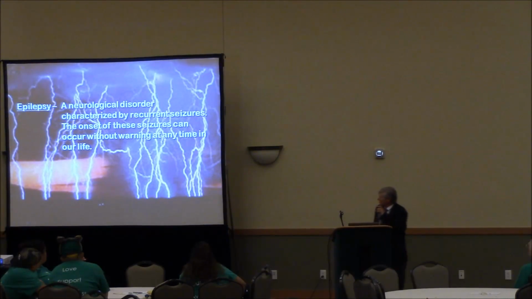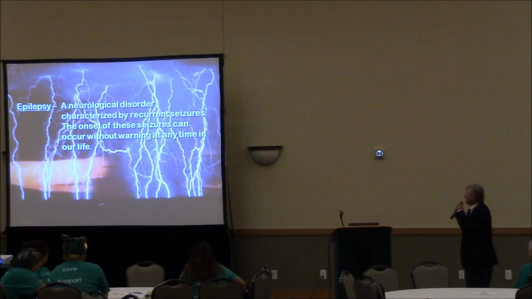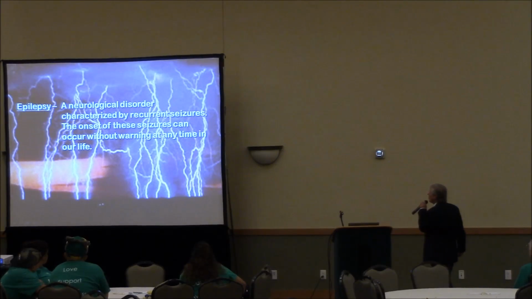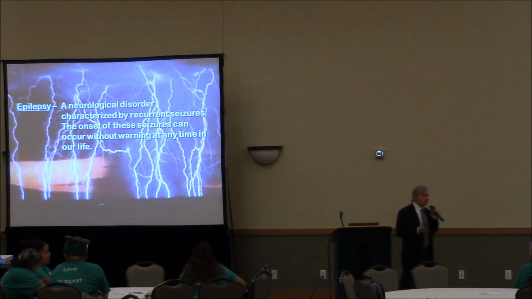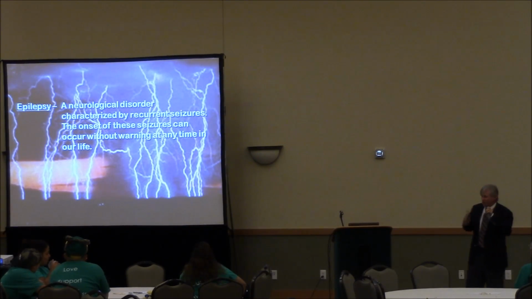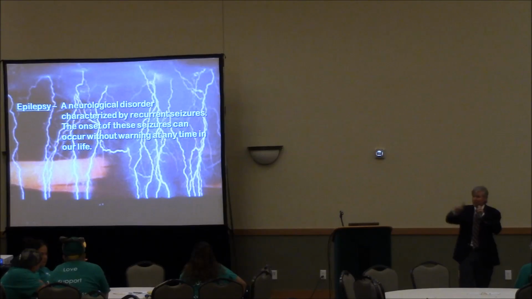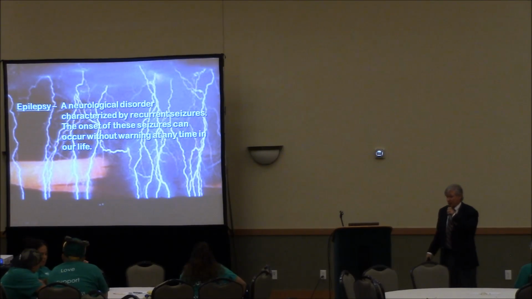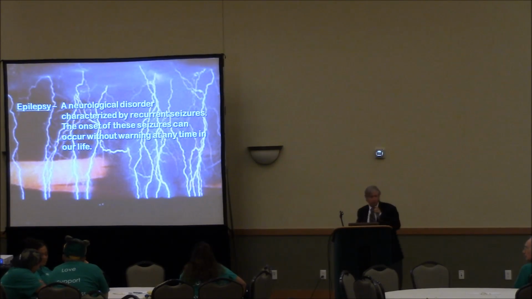Okay, a definition of epilepsy. Epilepsy is defined as a neurological disorder or a disease characterized by recurrent seizures. So in order to be diagnosed as having epilepsy, your first criterion is that you have to have had more than one seizure, or you have to have a very high probability of having additional seizure activity. That's the first criterion.